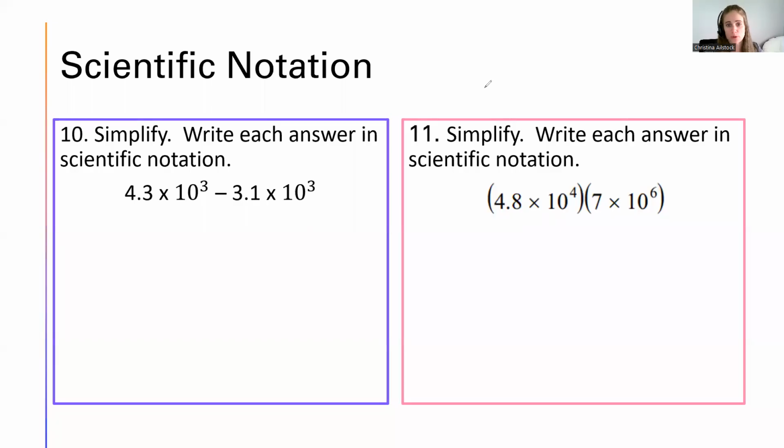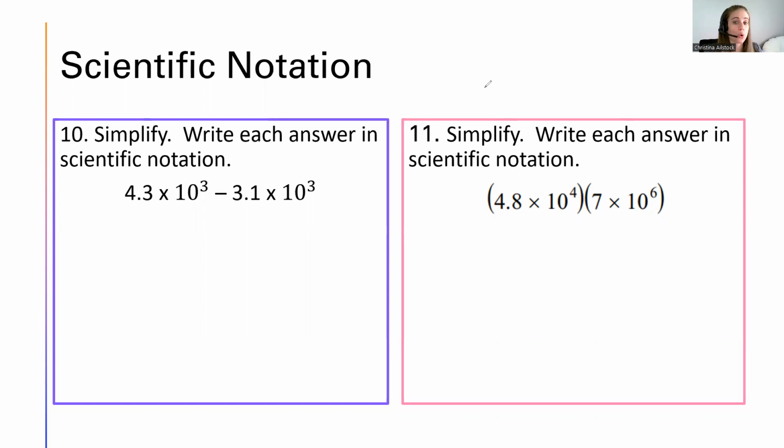Now that we've refreshed our memories on converting between the two forms and we've gotten comfortable with that, let's work on a couple operations with scientific notation. Number 10, we are asked to simplify and write each answer in scientific notation. 4.3 times 10 to the 3rd minus 3.1 times 10 to the 3rd. We are being asked to subtract.